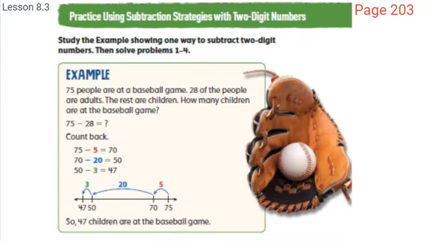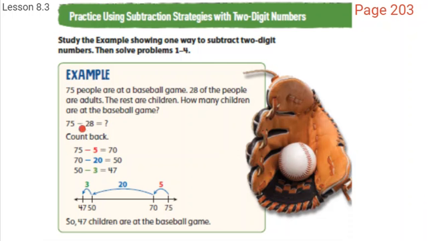So we're at the area in lesson 8.3 on page 203, where you're going to do the practice. I'm going to help set it up a little bit. Let's take a look at that real quick. Study the example showing one way to subtract 2-digit numbers, then solve problems 1 through 4. Example: 75 people are at a ball game. 28 of the people are adults. The rest are children. How many children are at the baseball game?